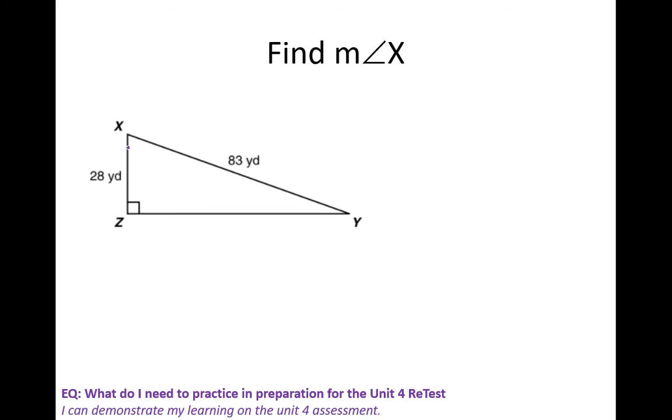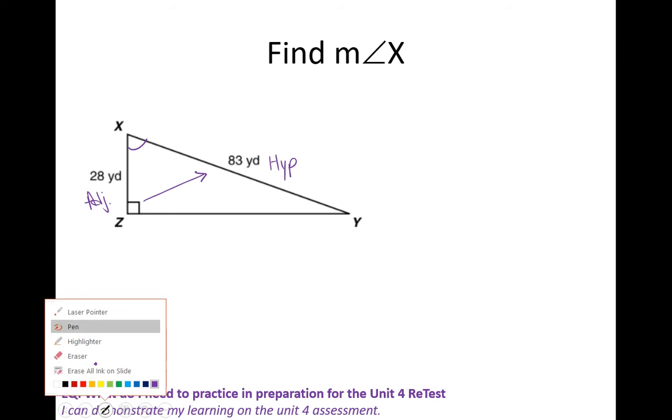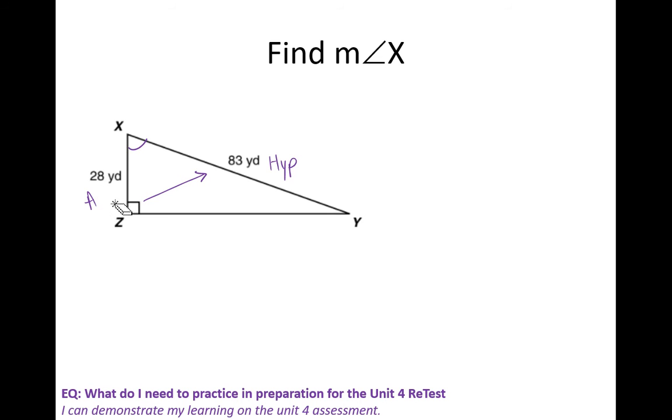All right, then this one, finding the measure of angle X. So I'm going to mark my angle X, and I'm going to immediately label my sides. Again, if I have the hypotenuse, I'm going to look for that first. So the 83 is my hypotenuse because it is across from the 90. And then I'm going to look at what is the 28. Is that opposite or adjacent? It touches angle X, so this one is going to be adjacent. And sorry, that's a little messy there. So it is going to be adjacent.